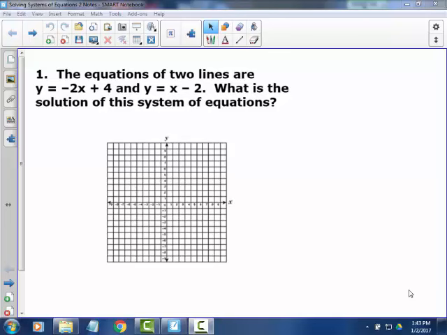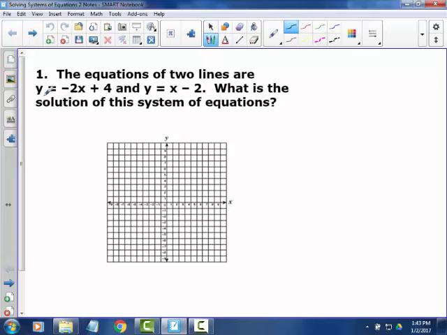Okay, so we're going to be solving systems of equations by graphing. So when do we do that? Well, whenever we're given two equations that are already in slope-intercept form, like they are here, y equals mx plus b form, then that is a great time to use graphing. Let's take a look at this first one here.